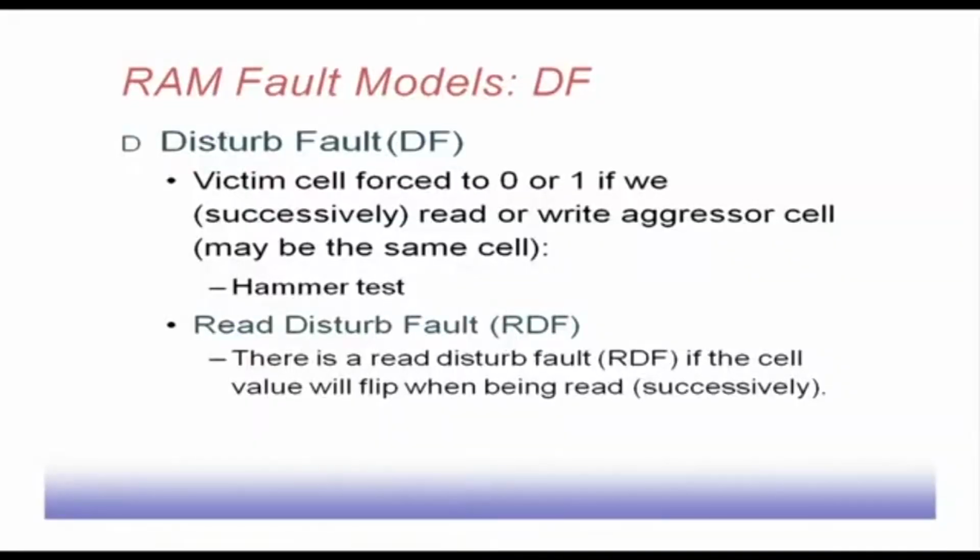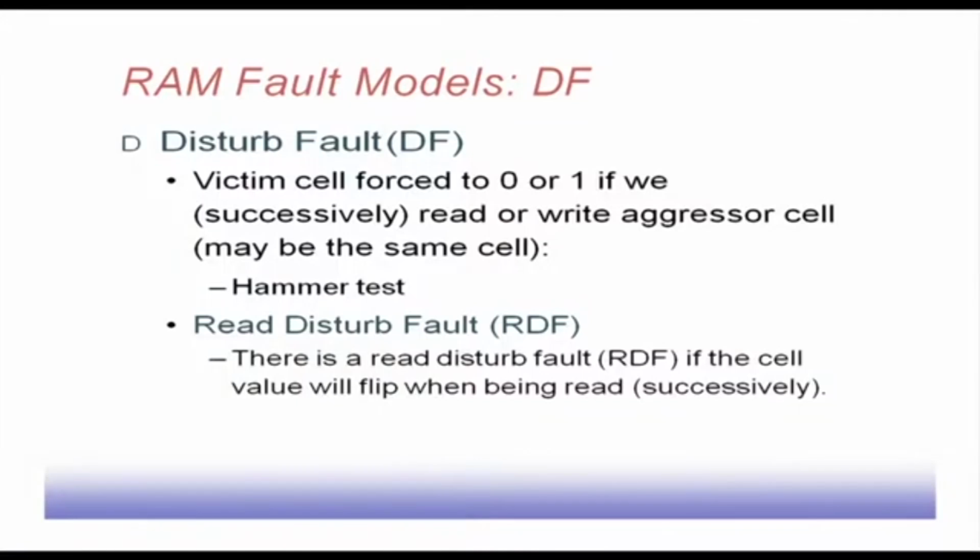This victim cell and aggressor cell may be the same cell also, but what is happening is that for a particular cell we are continually doing a read or write operation. As a result, that cell or some other particular cell becomes 0 or 1. That is marked as a disturb fault, and it is detected by a test known as the hammer test. We will not go into the detail, because that is quite long.